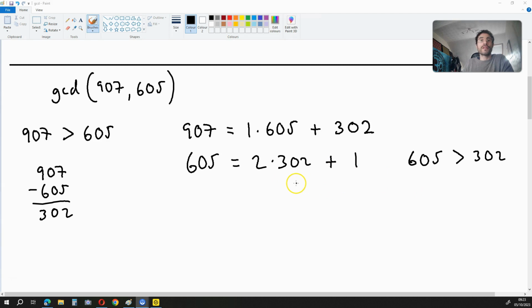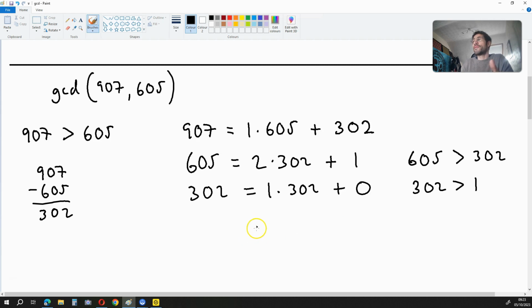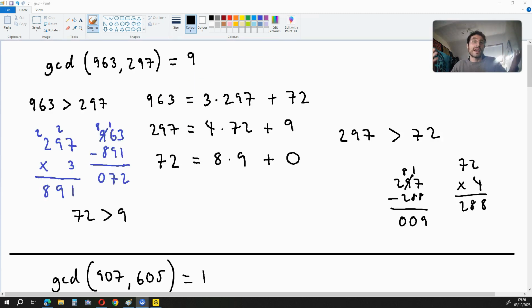Now what's the final stage over here? Well, 302 is obviously greater than 1, and we're going to write 302 is 1 times 302 plus 0 as a remainder. So the greatest common divisor of both of these numbers is actually going to be equal to 1. So here were a couple of examples of how to use the Euclidean algorithm to get the greatest common divisor of pairs of numbers.